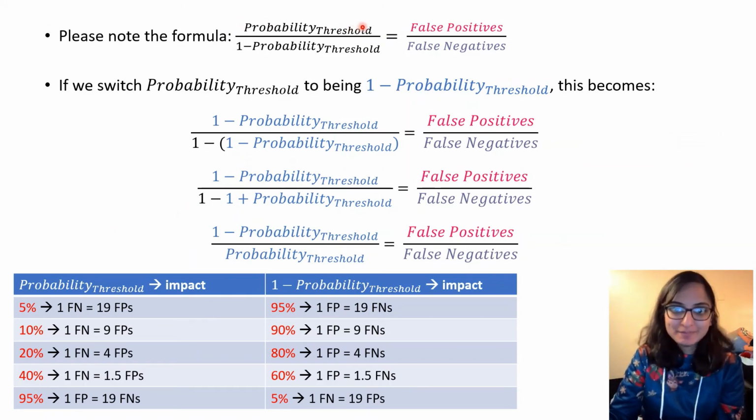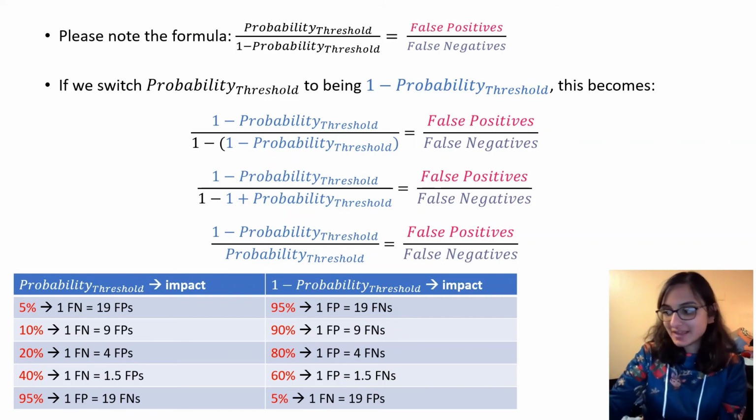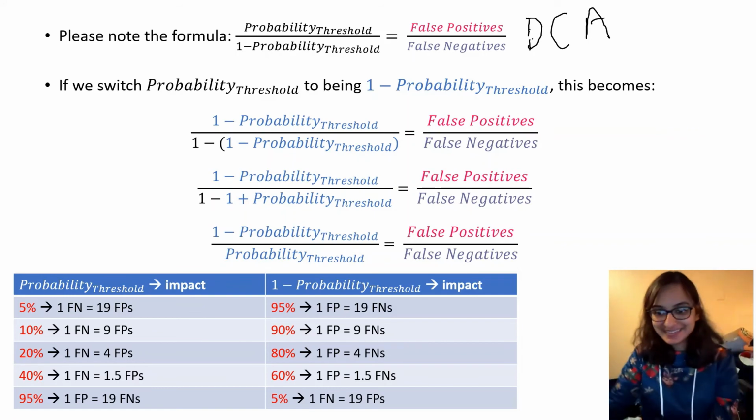So basically, probability threshold over 1 minus probability threshold equals false positives divided by false negatives, which is what we've been talking about. And that's motivated by decision curve analysis, which I talked about in other videos as well.